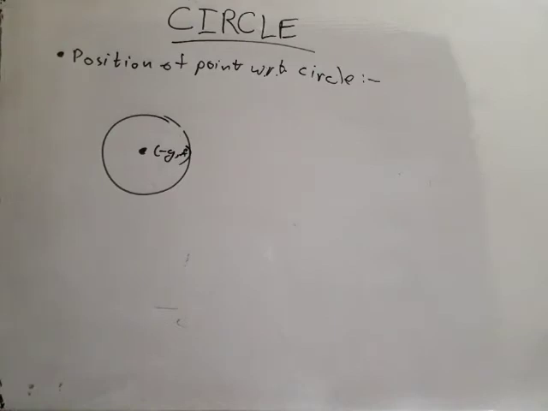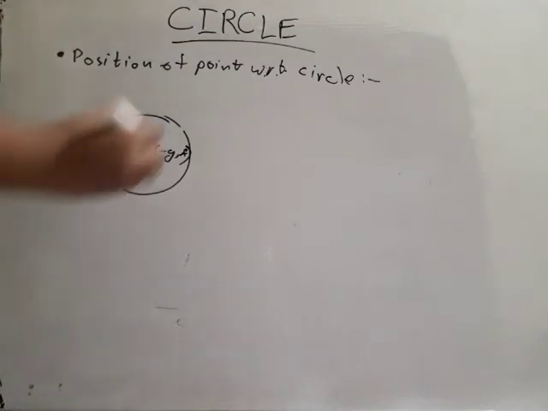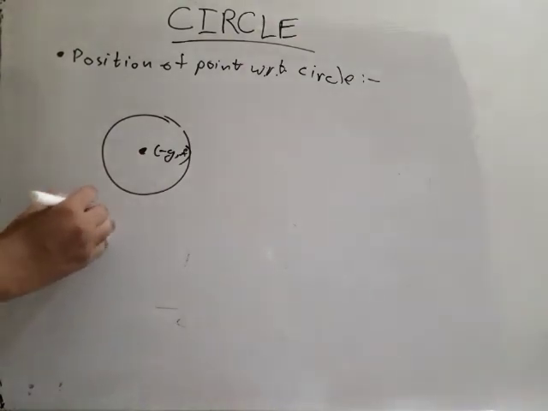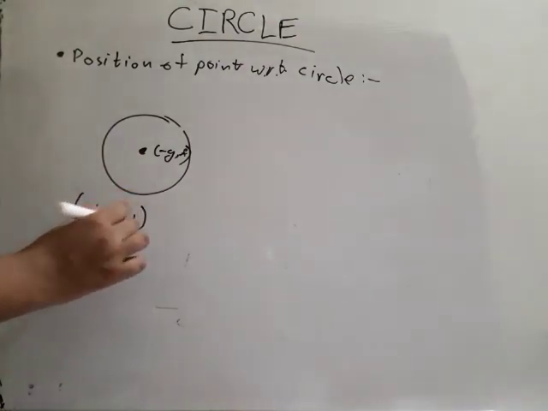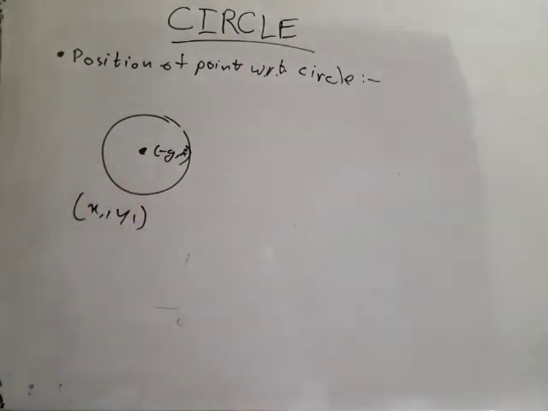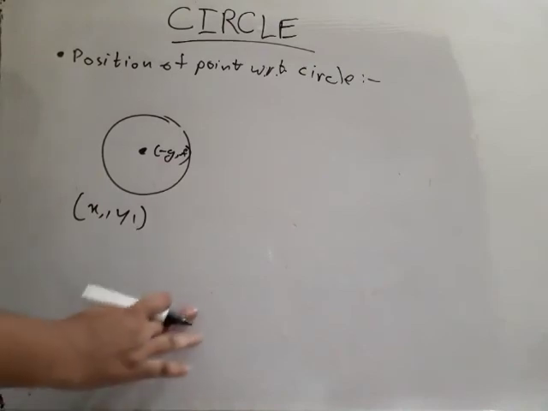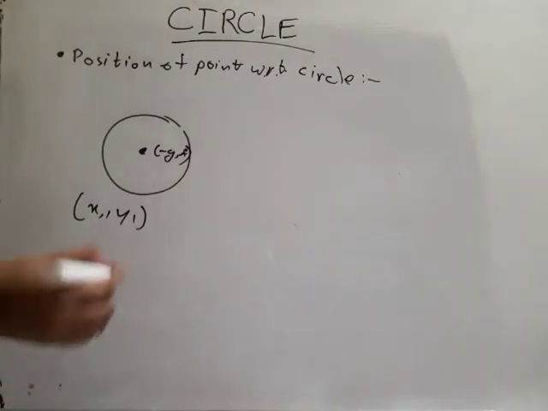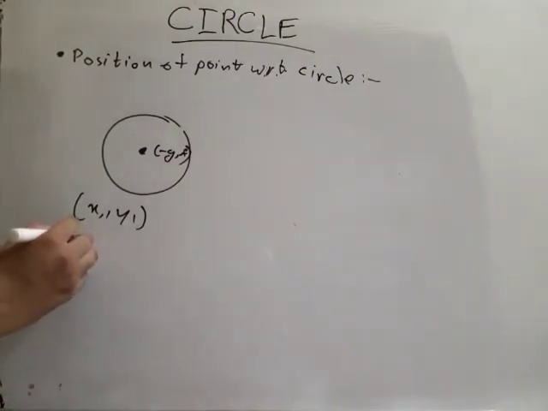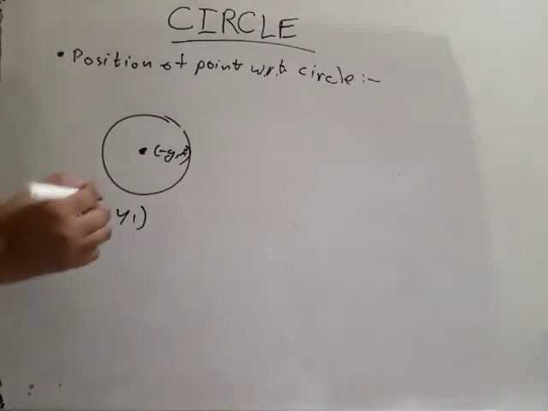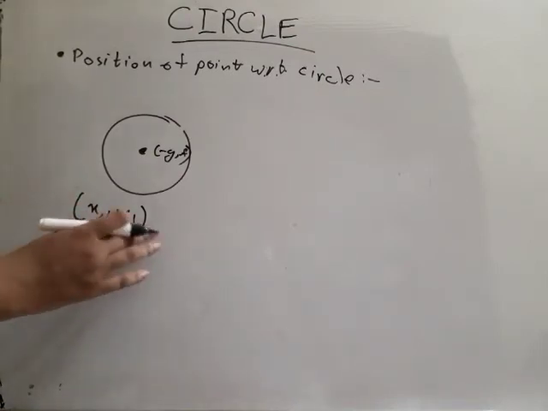We have been given an arbitrary point x1 comma y1. We have to find whether the point lies inside the circle or outside the circle. Now there are two ways to do it, either conceptually or through a formula.